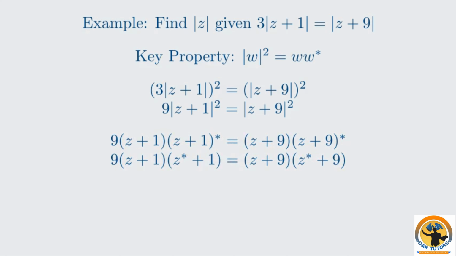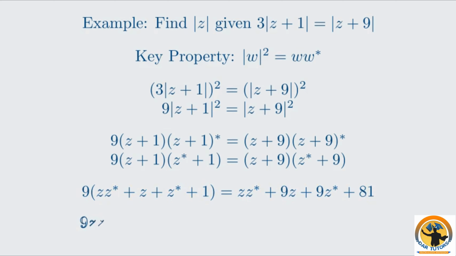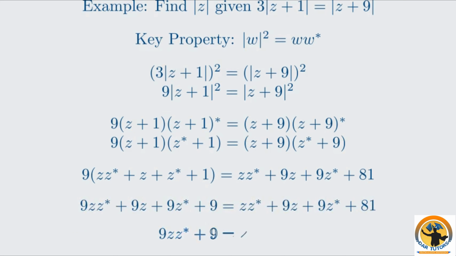Next, we expand both sides of the equation. Expanding the left side gives 9 times z z star plus z star plus 1. Expanding the right side gives z z star plus 9z plus 9z star plus 81. Now, we distribute the 9 on the left side. This gives 9 z z star plus 9z plus 9z star plus 9 equals z z star plus 9z plus 9z star plus 81. We can see that the terms 9z and 9z star appear on both sides, so they cancel out. This leaves us with 9 z z star plus 9 equals z z star plus 81.